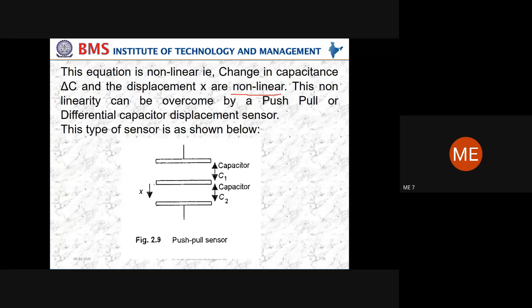Now, with these three plates, the top one and the middle one constitute capacitor C1, and the middle one and the bottom one constitute what is called C2. Please understand. Now in this case, I am going to move one of the plates, that is the middle plate, by an amount equal to x. What is the effect? If I move the central plate by an amount equal to x downward, what is going to happen to this capacitor C1?